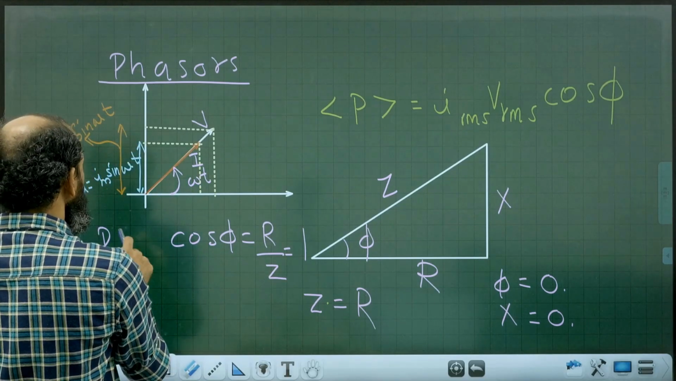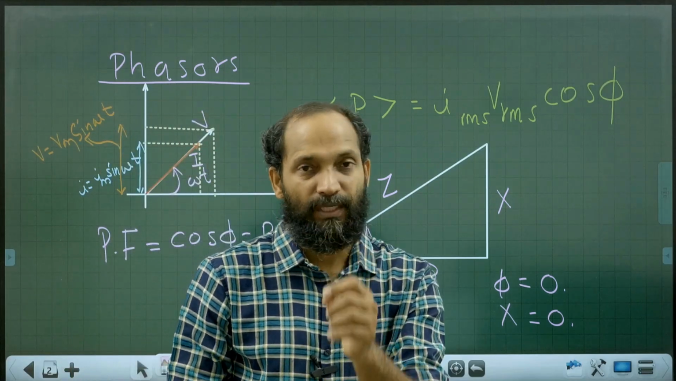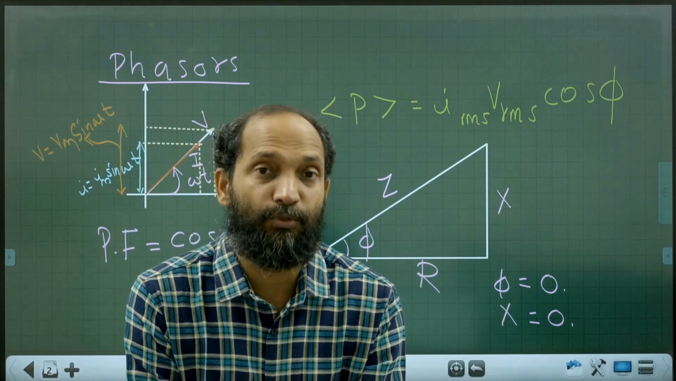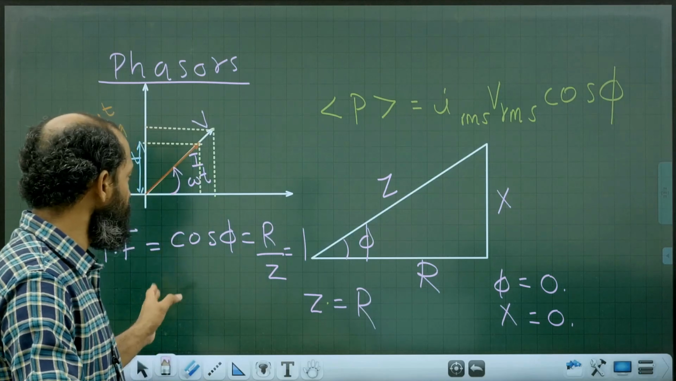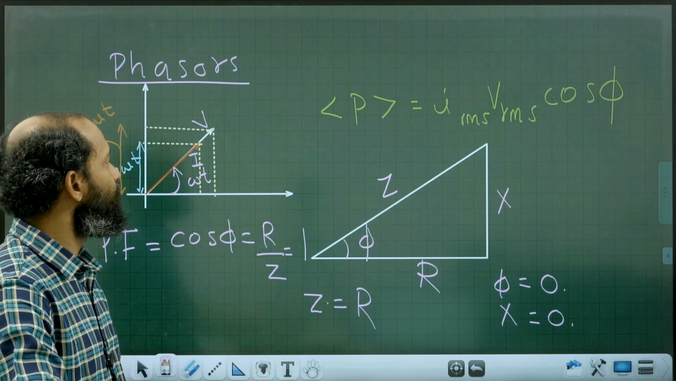Cos phi is called the power factor. So what is the power factor of a resistor only circuit? The power factor of a resistor only circuit is 1. The phase angle is 0, and the power factor equals R by Z, which equals 1. Learn by heart the formula for power factor.